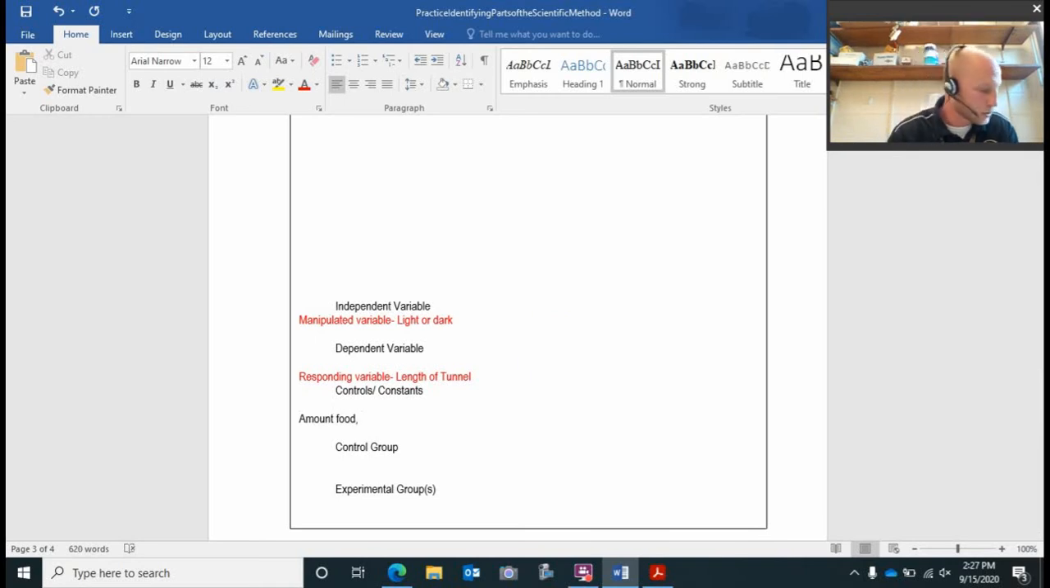What else? Let's see. Same amount of food. The colonies were at the same temperature. The same ants per colony. Not that kind of ant. Ants. And what else? The same number of ants per colony.